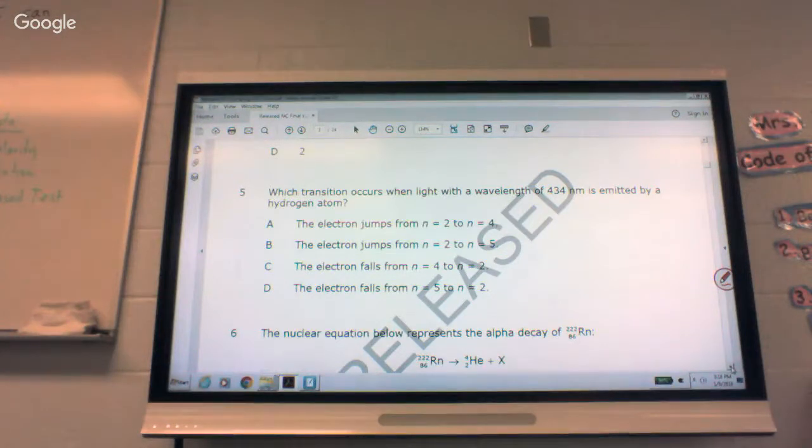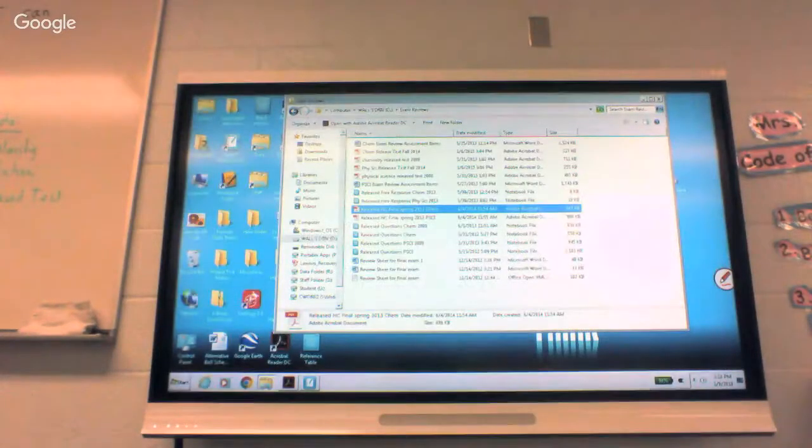5. It occurs with light with wavelengths of 434 emitted by a hydrogen atom. All right, what do we need to do this? Reference table. So turn to our reference table.